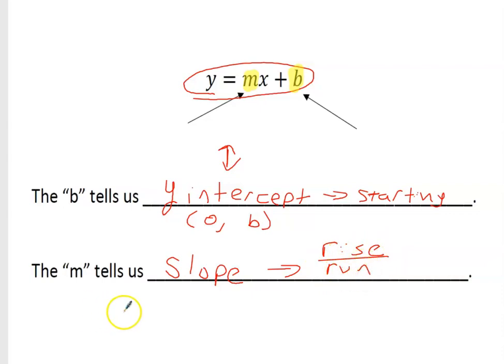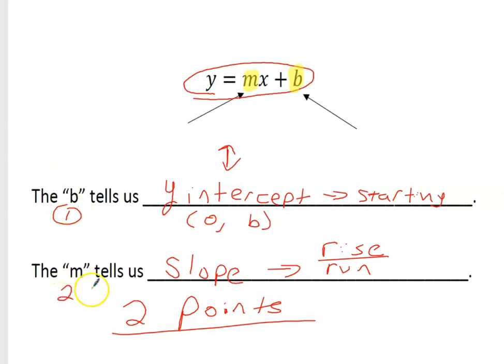Because our goal here is when we want to graph a line, we need to somehow, some way, find 2 points. Right? Because any 2 points we're able to draw and connect a line. So our first point is going to come from our y-intercept. And our second point we're going to get by using our slope. So let's look at a couple examples here.